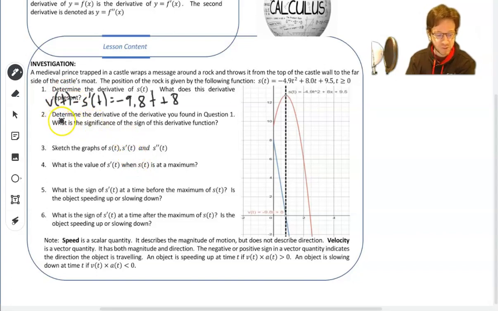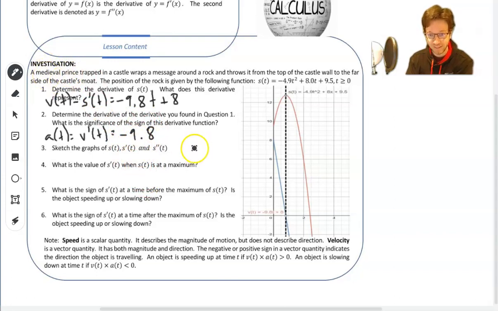Okay, part 2 says find the derivative of that derivative. Okay. So find the derivative of velocity. Well, the 8 becomes 0 because it's just a constant. And here, this is t to the power of 1, so multiplied by 1, and we just get minus 9.8. That's it. And what does that represent? The acceleration. And that makes sense, because the acceleration should be minus 9.8. That's what gravity is here on Earth.